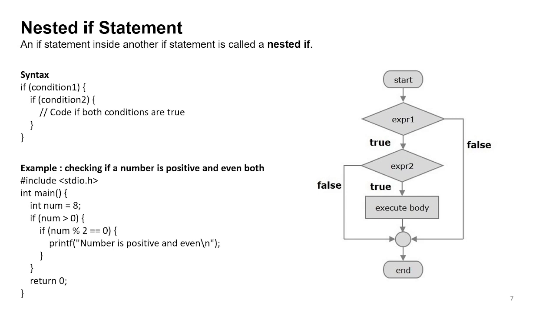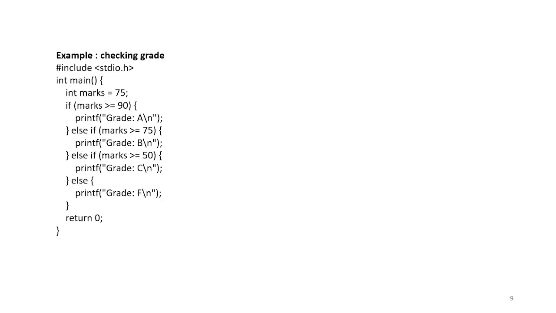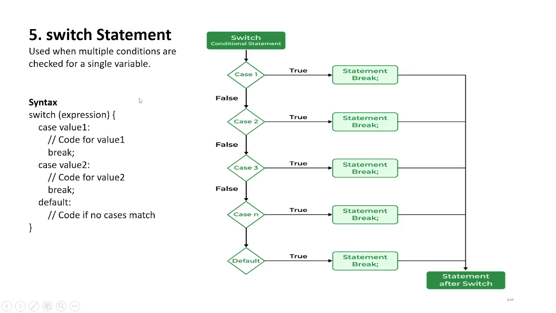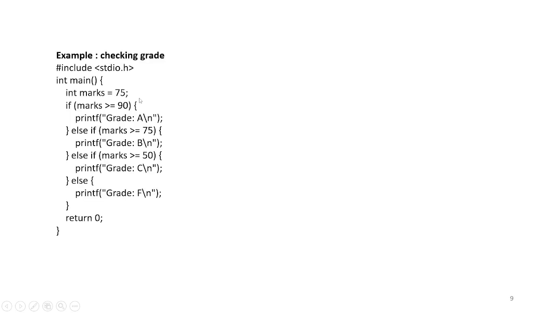Now, there are some programs, and here is a program for checking your knowledge. Checking grade, it's your homework that you have to take a number from the user. As you can see here, this is hard coded, but you have to take it using scanf. You have to check if the marks is greater than 90, then print grade A. If the marks is greater than or equal to 75, then, this greater than or equal to means marks can be greater than or marks can be equal to.